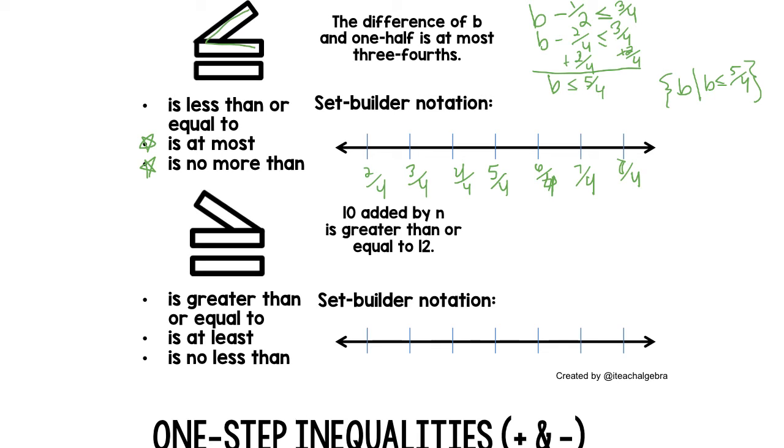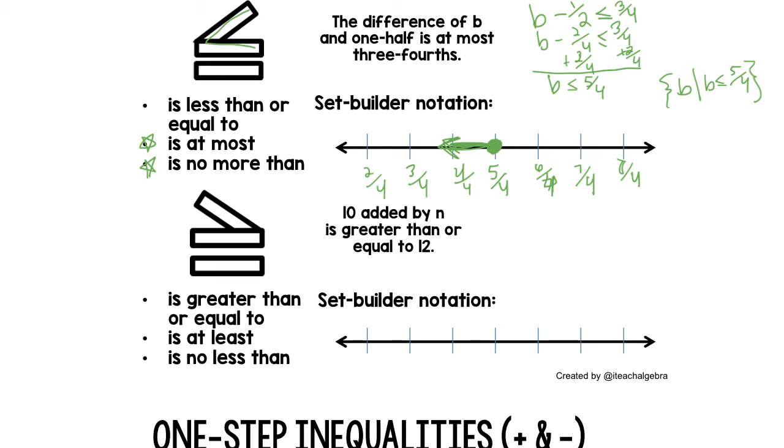So our solution is at 5/4, but this one's different because of the equals part. Anytime there's an equals involved in your inequality, that means you're going to have a dot instead of a circle. 4/4 is less than 5/4, and 6/4 is more than 5/4. So our arrow will point to the left. Also, our inequality sign points to the left, so the arrow will go to the left.